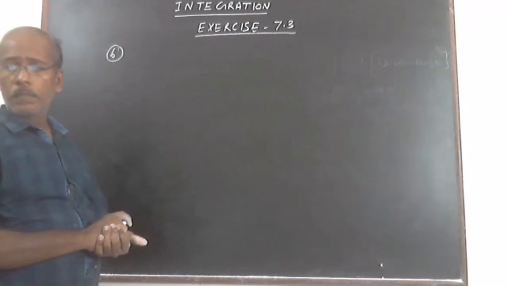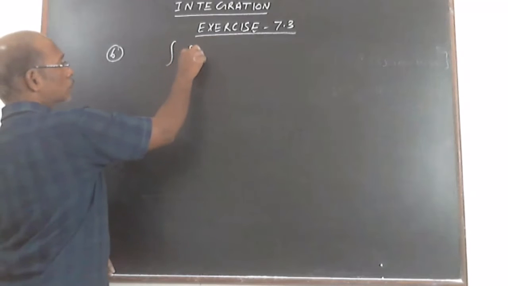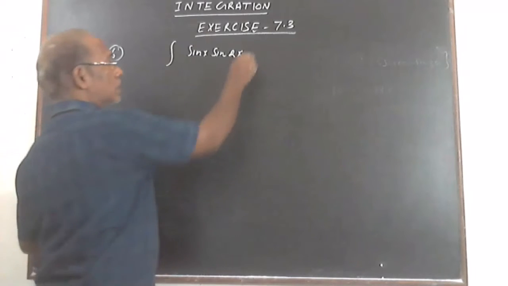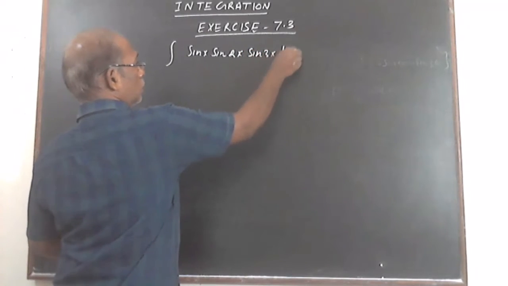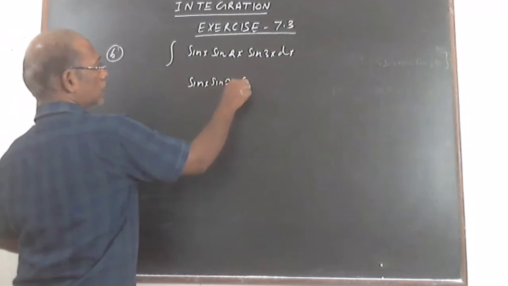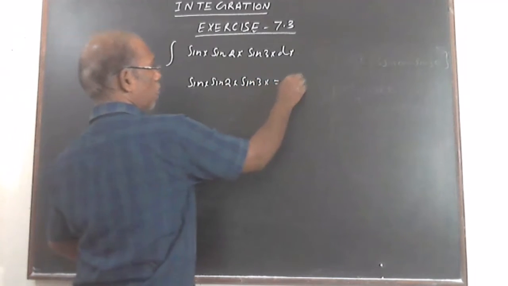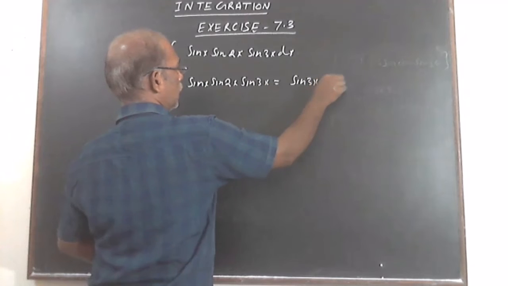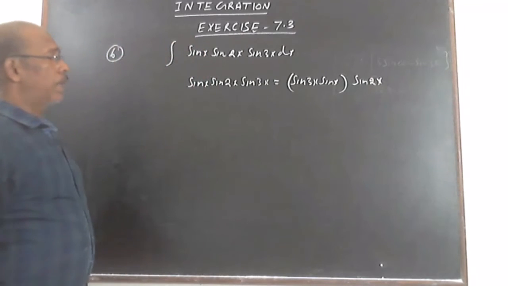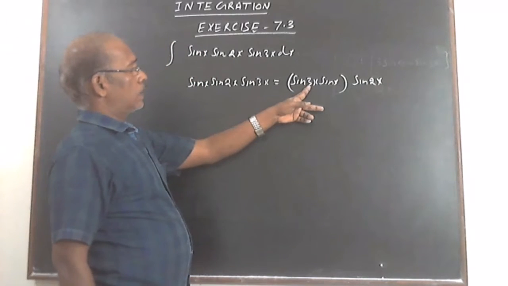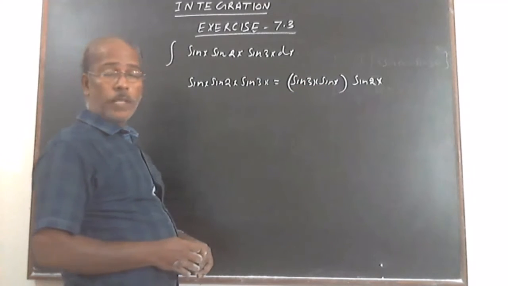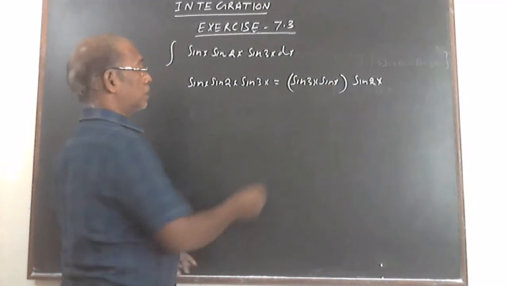Question number 6, integral of sin x, sin 2x and sin 3x. Let us take sin 3x and sin x as one group, and sin 2x is left as a separate factor. So 2 sin A sin B equals cos of A minus B minus cos of A plus B, where A is greater.